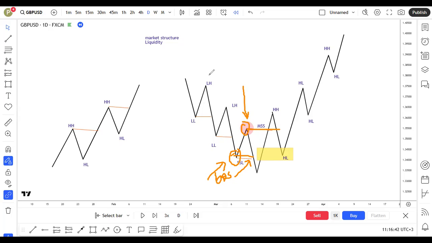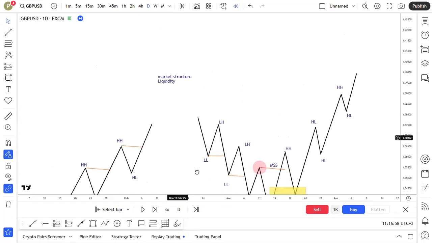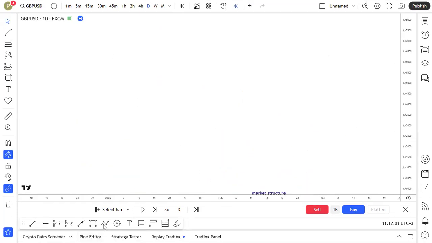So that's a simple explanation about liquidity. When we talk about liquidity, we're talking about trend lines. We're talking about equal highs and equal lows. Let me show you a simple explanation. When you're talking about liquidity, you're talking about things like this.